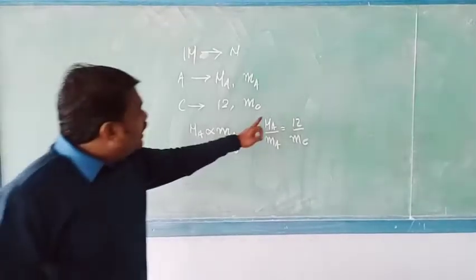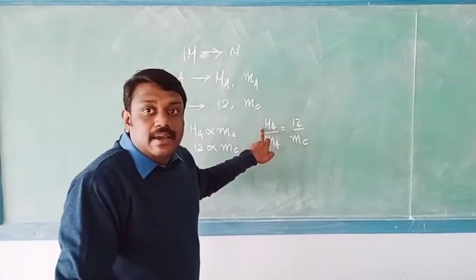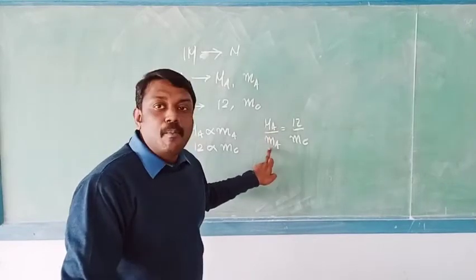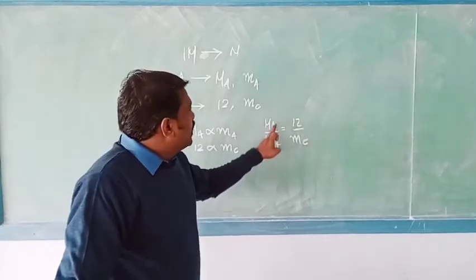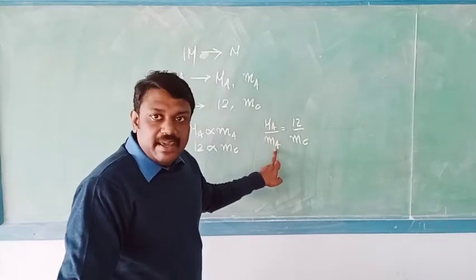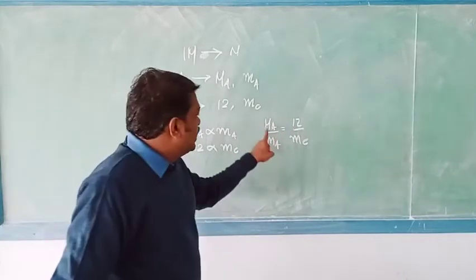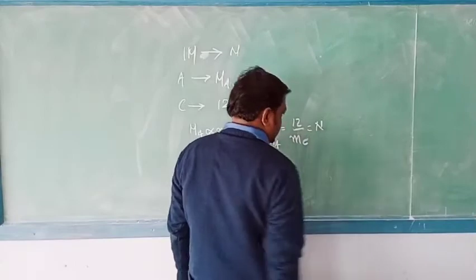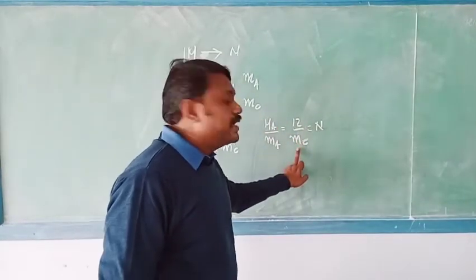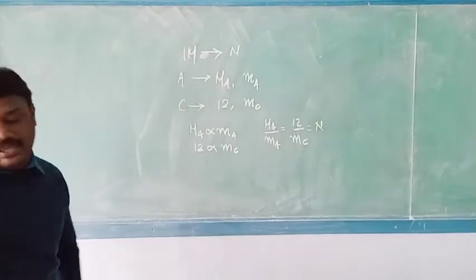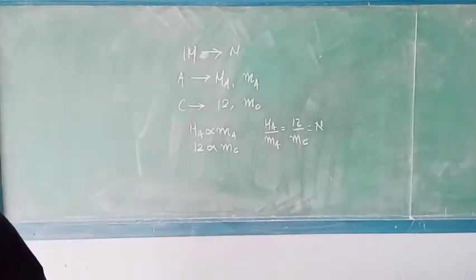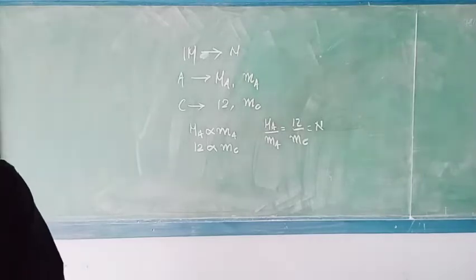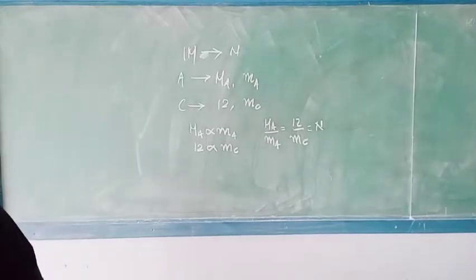So what is Ma by ma? Ma is the molecular mass, ma is the mass of one particle. So Ma divided by ma will be the total number of particles in M gram of that substance. What is that? That is N. So N is equal to 12 by Mc. The mass of one carbon 12 atom is 1.99265 into 10 to the power minus 23 gram.